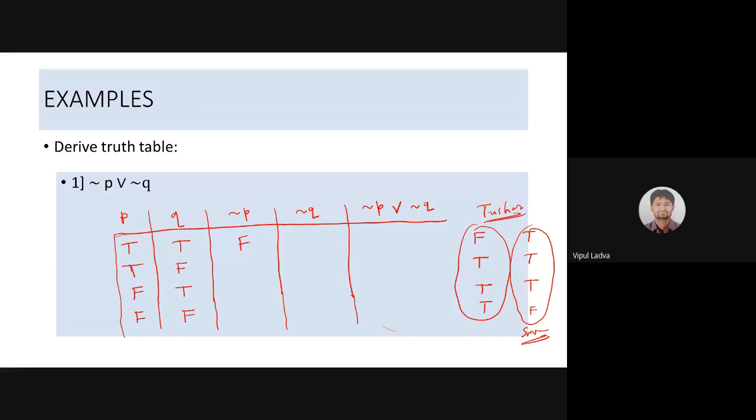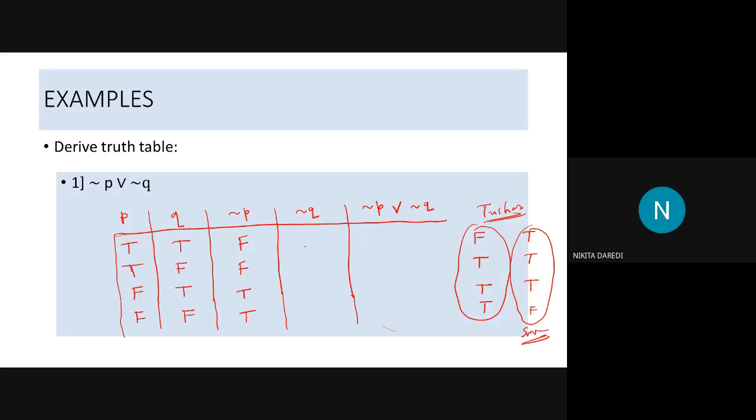Nikita, are you there? Yes, sir. Be with me. If P is true, then the negation of P is false; this will be false, this will be true, and this will be true. Is it? Are we good? Yes, sir. So what will be the negation of Q?